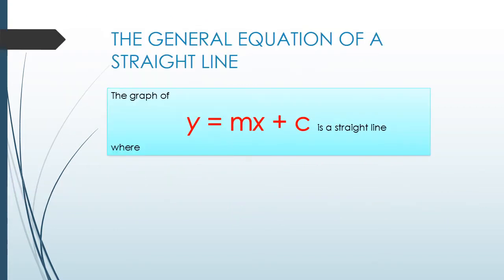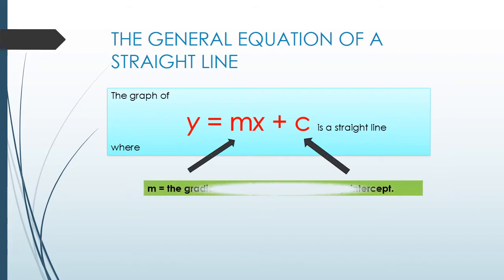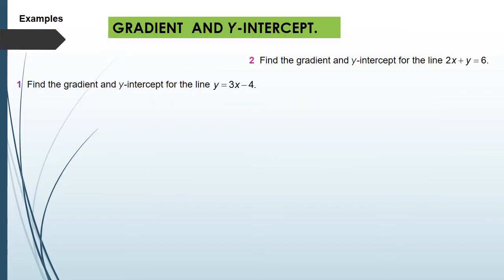Now, the general form of the equation of a straight line is y equals mx plus c. If we recall from our previous knowledge, m in this case stands for the gradient, while c is the y-intercept. The gradient is otherwise called the slope, while the y-intercept is the point where the line cuts the y-axis.